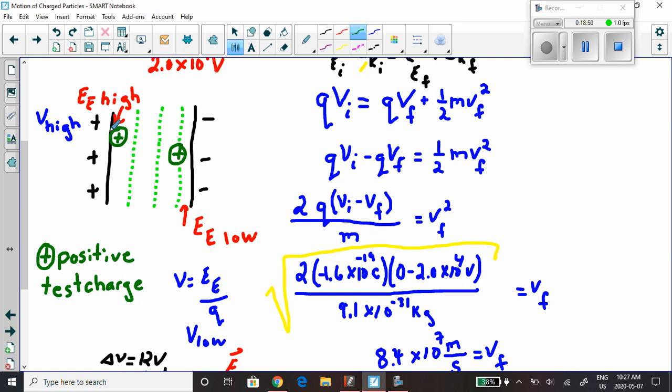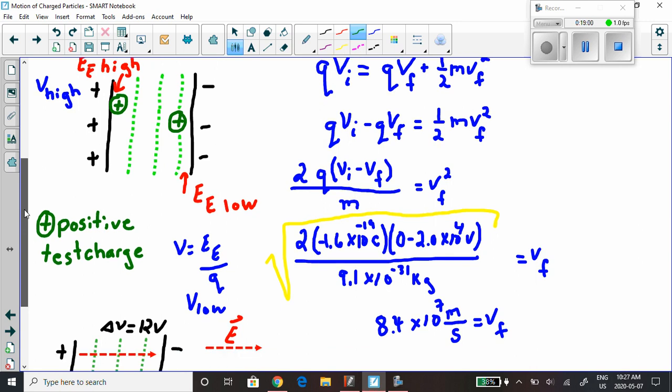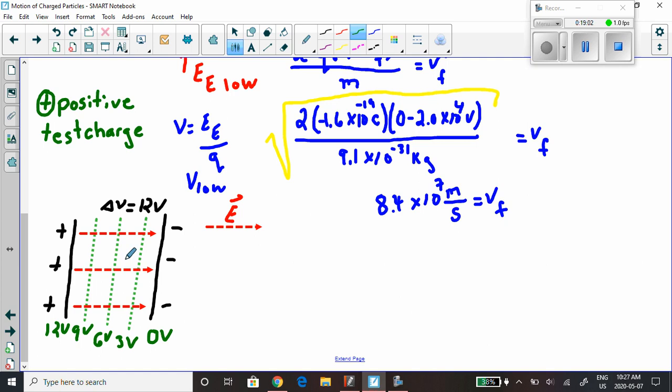At the positive plate, you would have absolutely positively the highest possible voltage. Let's continue our discussion here. We haven't even attempted to answer the question yet. Let's pretend I have a situation where there's a voltage difference of 12 volts between a positive plate and a negative plate. And I've drawn the electric field lines.